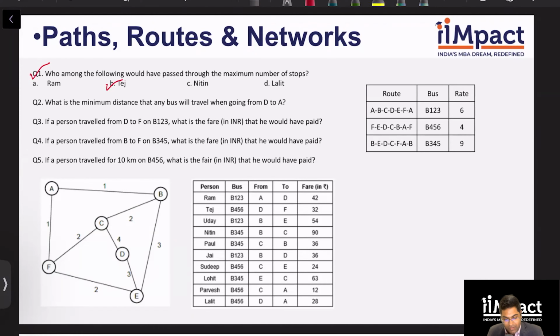Okay. Question number 2. What is the minimum distance that any bus will travel when going from D to A?